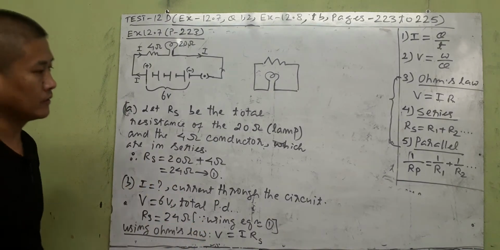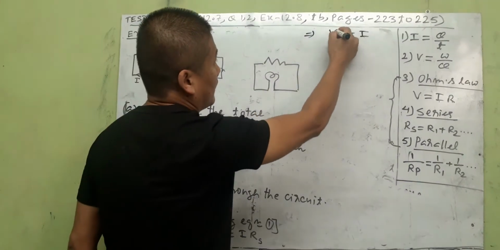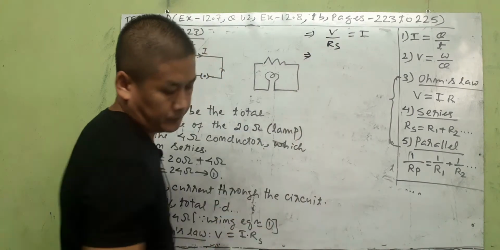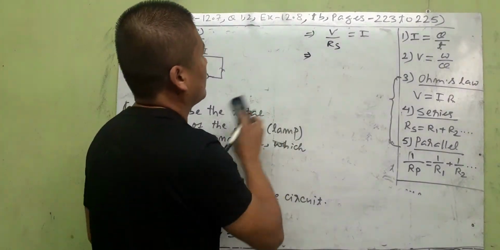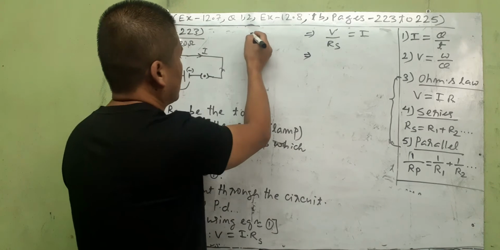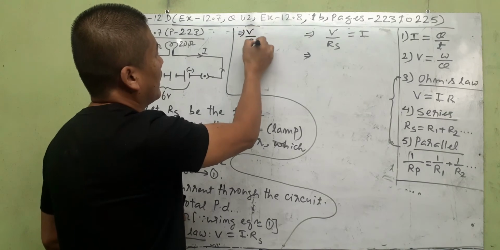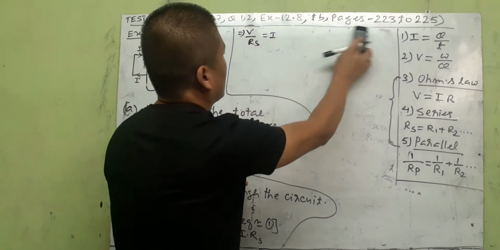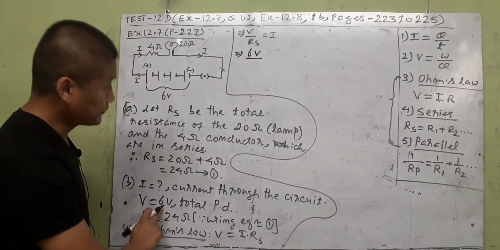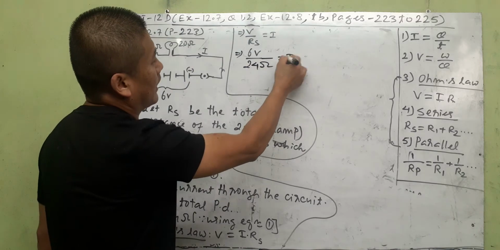Question number B, current. So next step, just put I on one side and don't move this V also. Then shift this RS, then into means it will go to the denominator. So V by RS is equal to I, we got that. As we shift this RS, it goes down. V just now we got 6 volts, as you can see here. RS we got 24 ohms, equal to I.